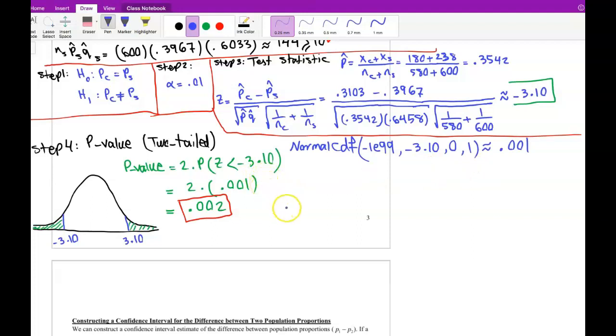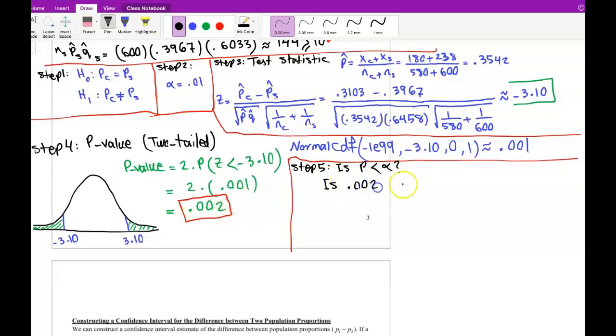And then after that, step 5: is the p-value less than alpha? So is this 0.002 less than alpha, which was 0.01? Okay, so the answer is yes. What that means is we reject the null hypothesis. So reject null.